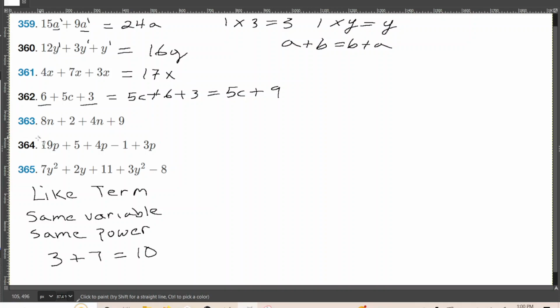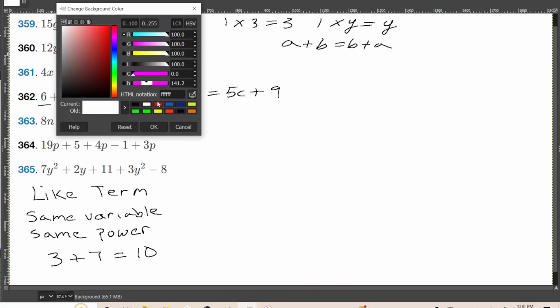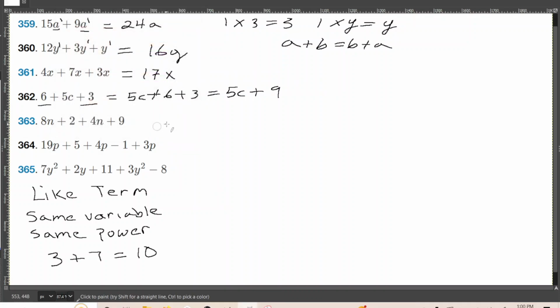All right, so the next one, and I feel like I should add a couple more because the goodies are coming up now. So this next one, let's see. Can I change this color real quick? Give me just a moment. Okay, and you guys will see why I want an extra color now. Because now I have something that looks like this. I have 8n and 4n, and then I have 2 and 9.